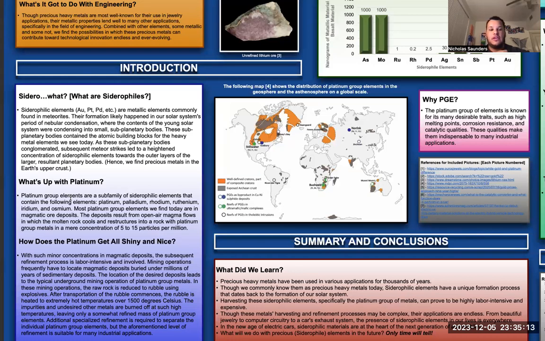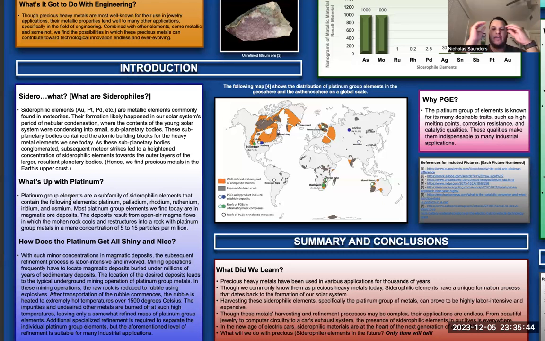From studies, we can likely link the formation of siderophilic elements back to the solar system's early periods of nebular condensation, where the contents of the young solar system were condensing into small subplanetary objects, and those subplanetary objects then formed into planetary objects, what we know today as rocky planets like Earth, Mars, Venus, things like that.